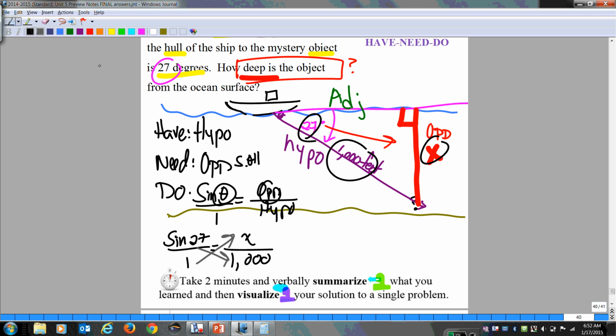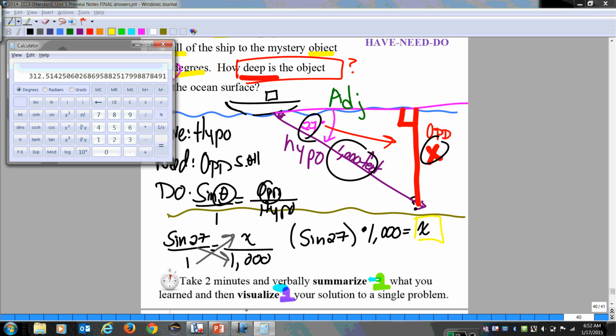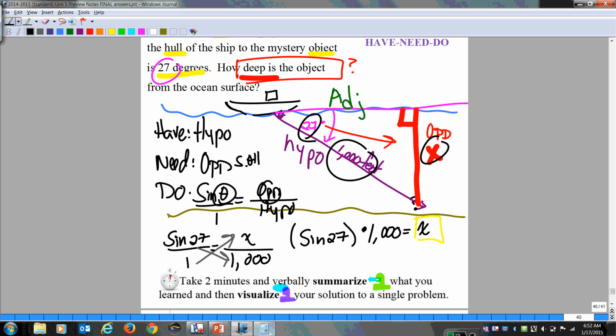Cross multiply. This one, your X is already by itself, so we're going to do sine of 27 times 1,000. Should check your work. So I'm going to go to, on my calculator, it's 27 sine times 1,000. And you should have gotten 453 feet, 0.99. It rounds right there, so that is 453 feet, 0.99. Here's your answer.